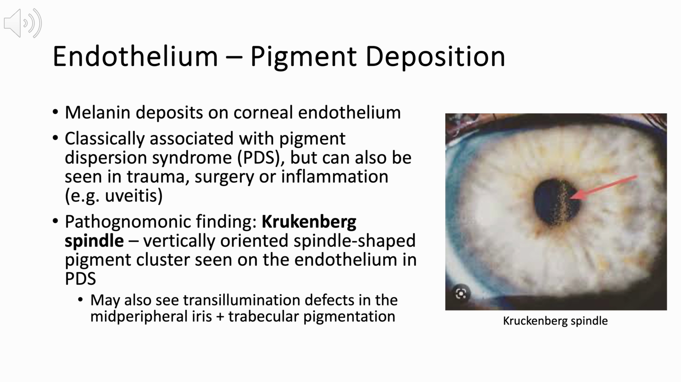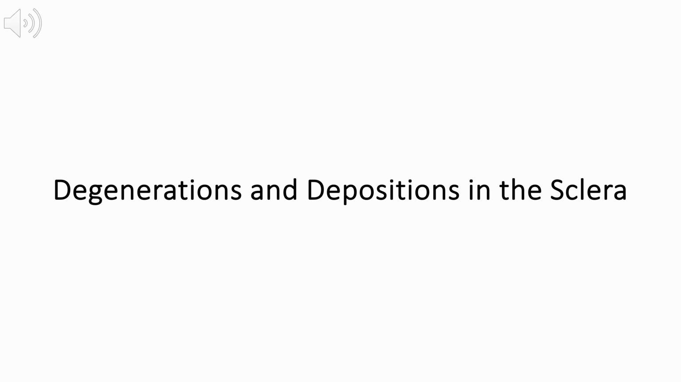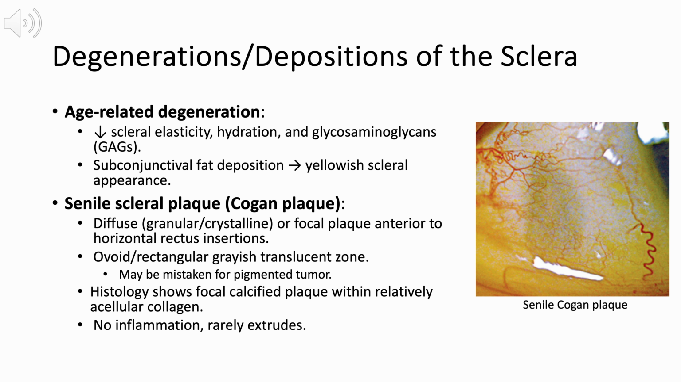of a Krukenberg spindle. We are now going to quickly discuss degenerations and depositions of the sclera as we approach the end of this chapter. Age-related degeneration is characterized by a decrease in scleral elasticity, reduced hydration, and a loss of glycosaminoglycans. There is also subconjunctival fat deposition, which can produce a yellowish appearance of the sclera.